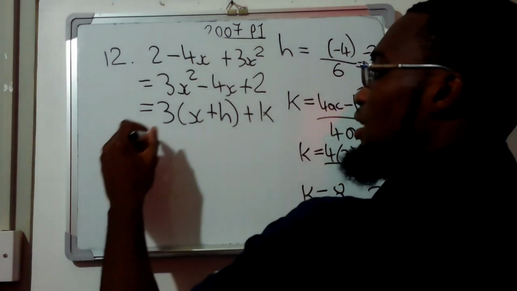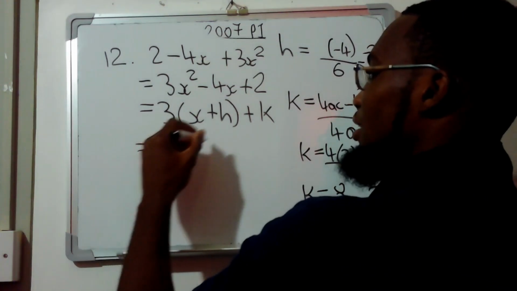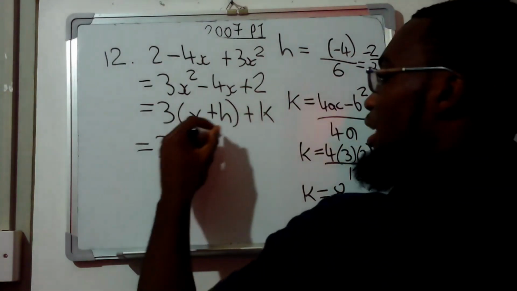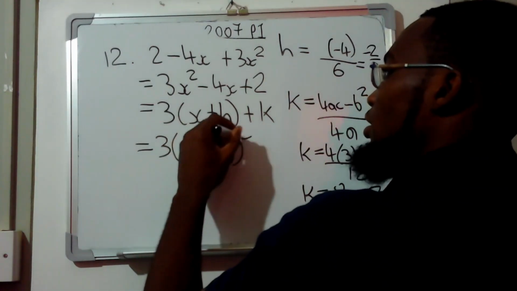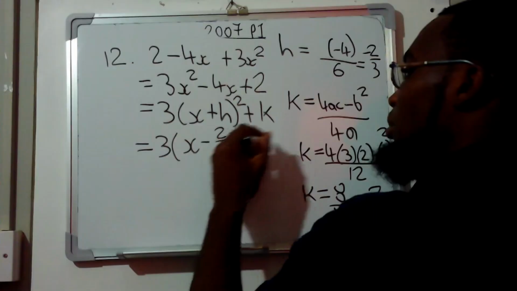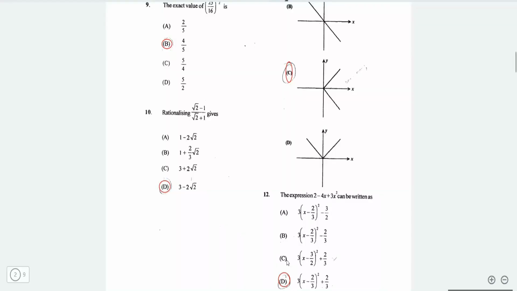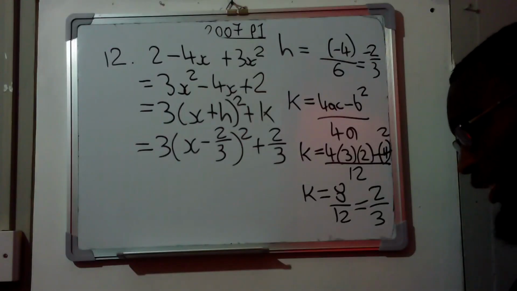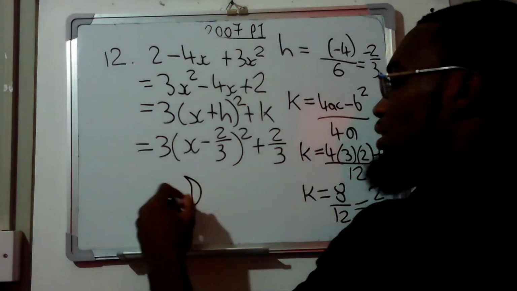So now we can tell them that this function is 3 times x plus h, that's x minus 2 over 3, squared, plus k, plus 2 over 3. That is option B.